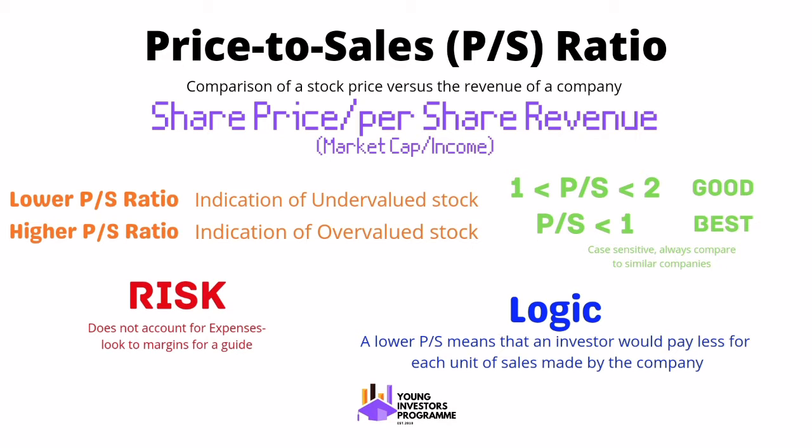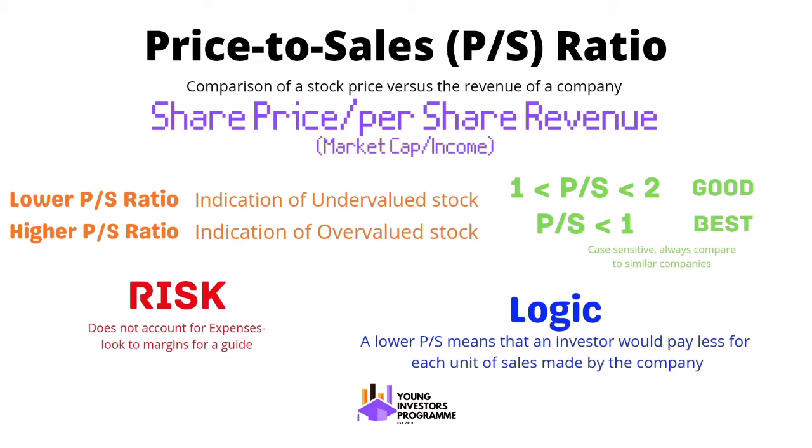With the price to sales ratio, a lower price to sales ratio is a good indicator of an undervalued stock. A higher PS ratio would be an indication of an overvalued stock. So you should know which one you should be looking for. It's undervalued. You should be looking for undervalued securities to buy. If the price to sales ratio is between 1 and 2, you're looking at a good investment, but if it's below 1, that would be best. But do take note of the disclaimer that this is also always case sensitive. You should compare to similar companies and then work from there.